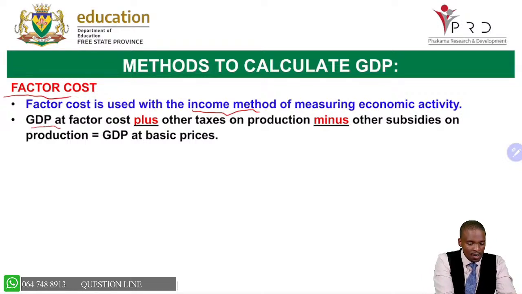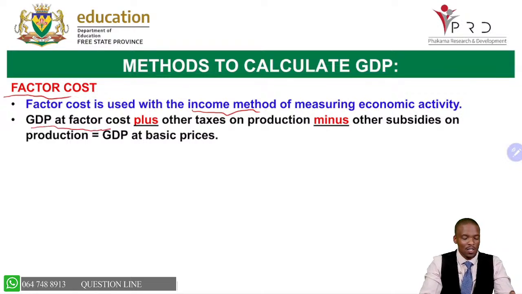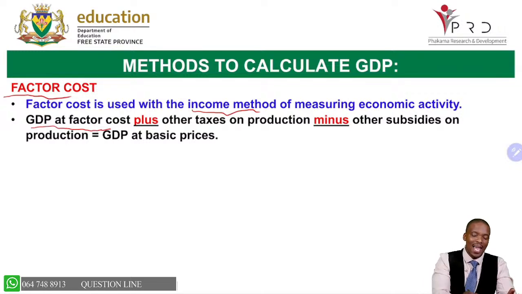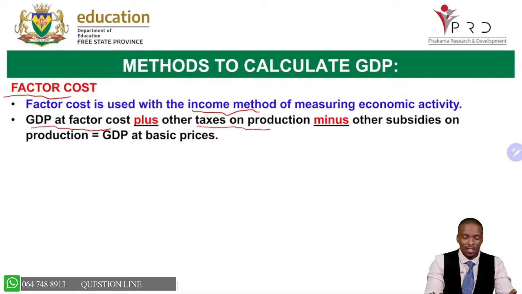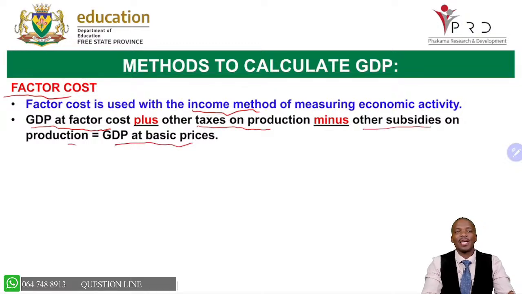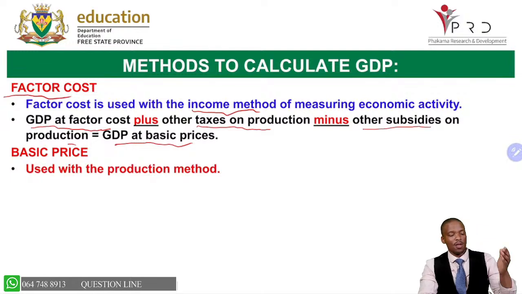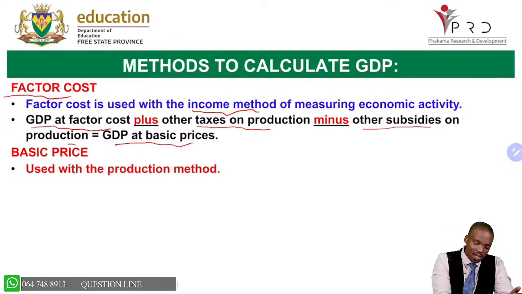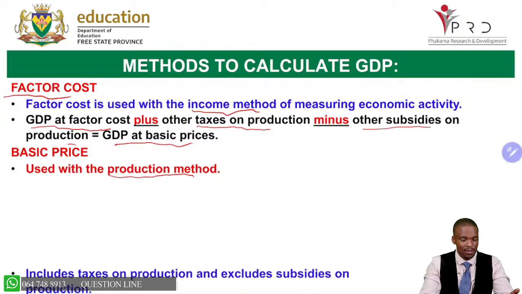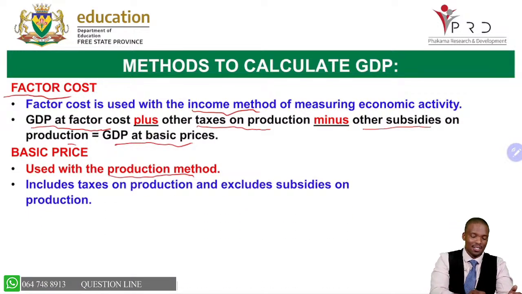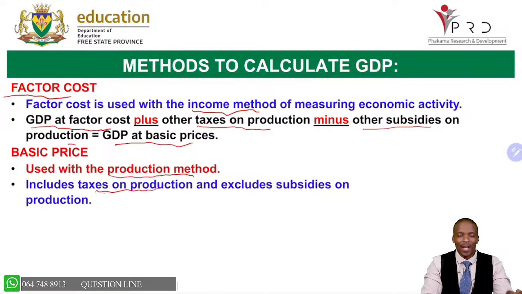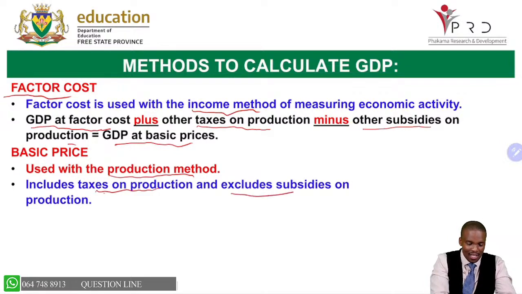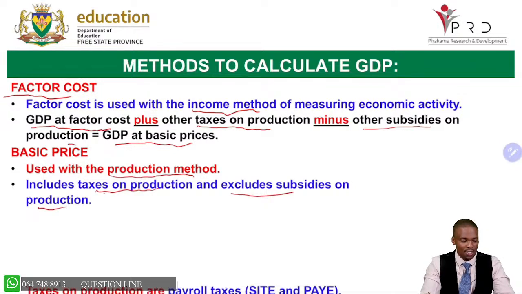You will take GDP at factor cost or gross value added at factor cost, add taxes on production minus subsidies on production, then you will arrive at a figure that is called what? GVA or GDP at basic prices. Then we move now. The basic prices are used in which method? In the production method.